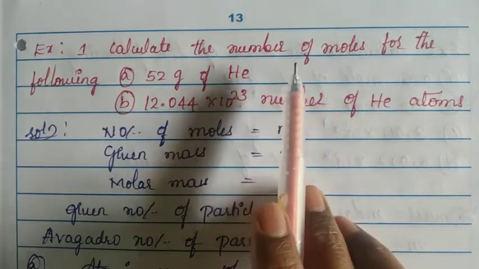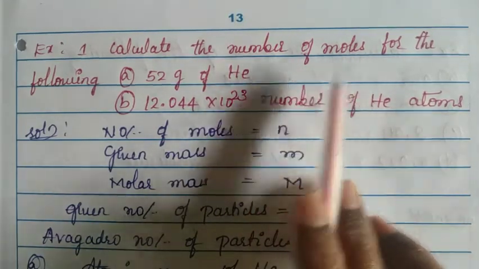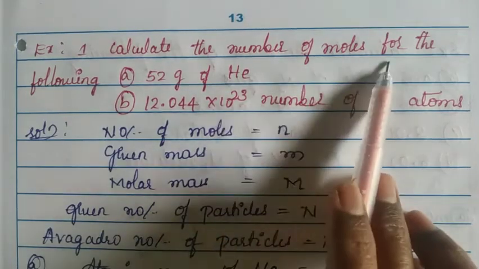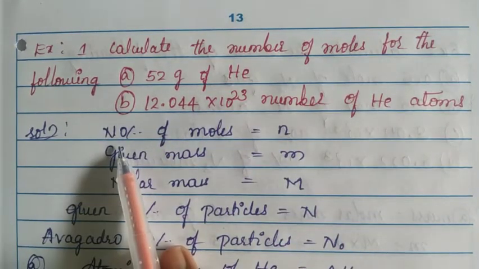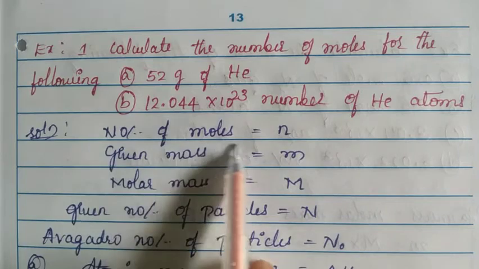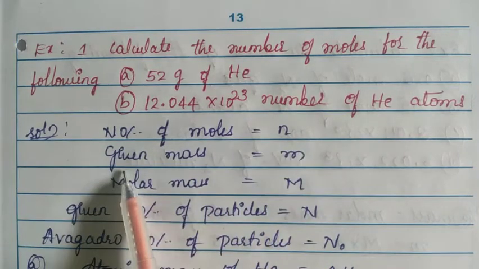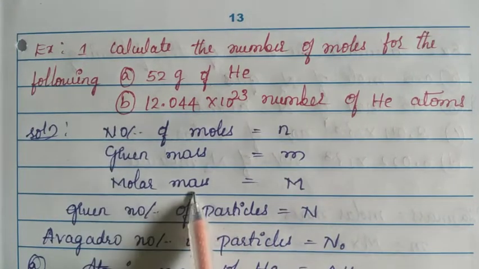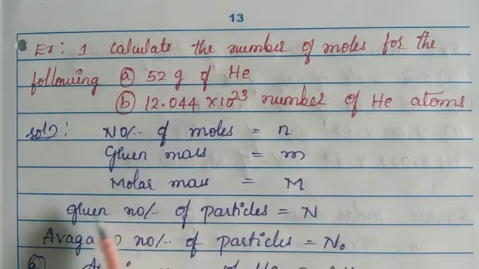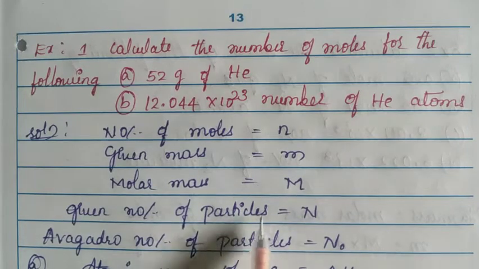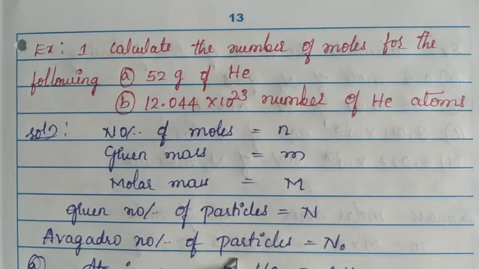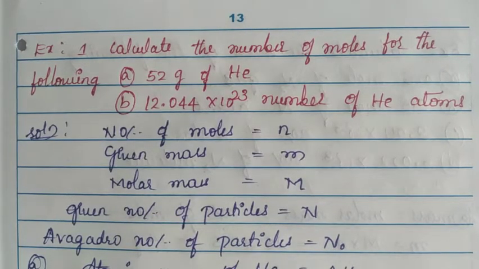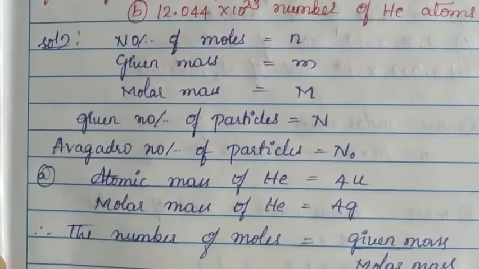In the first case we find the mole number, and in the second case also we find the mole number. Now let us take the number of moles as small letter n. The given mass is taken as small m. Molar mass is big letter M. The given number of particles is taken as capital N. Avogadro number, children, is taken as N0.